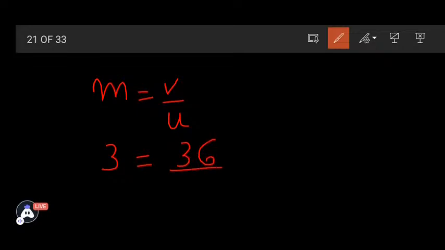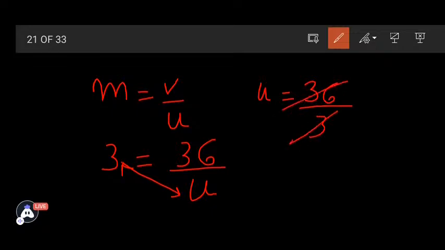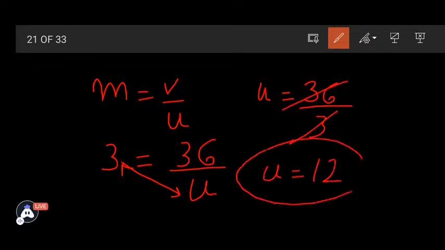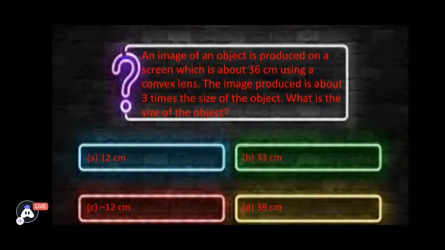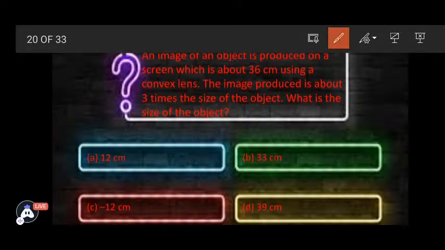So if we proceed, what is the correct formula? The correct formula which we will be using over here is, we need to find out U, the distance. So magnification of lenses is equal to V upon U. The magnification given is 3. V, that is the distance of the image, is 36 centimeter given to us. We need to calculate U. So if we interchange the positions, we get U is equal to 36 upon 3. So we will reduce it and we'll get 12. So the correct option over here is A, that is 12 centimeter.